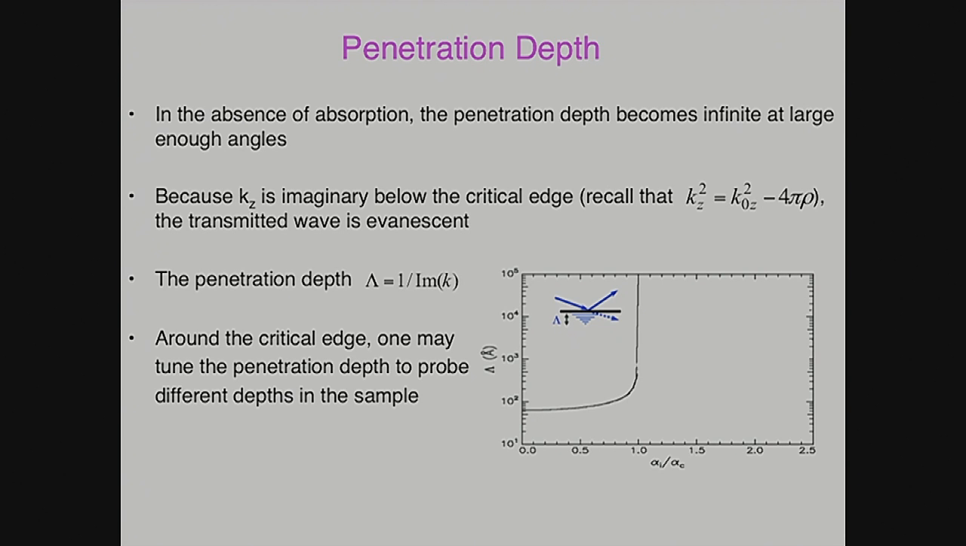Here is the penetration depth as a function of angle versus the critical angle. So this is the critical angle here, 1 times the critical angle, this is 2 times the critical angle. You can see the penetration depth is very small below the critical angle, and then it shoots up dramatically at the critical angle. So if you're making measurements where you come into the sample at an angle below the critical angle, your measurement will be sensitive only to the first few atomic layers of the sample.